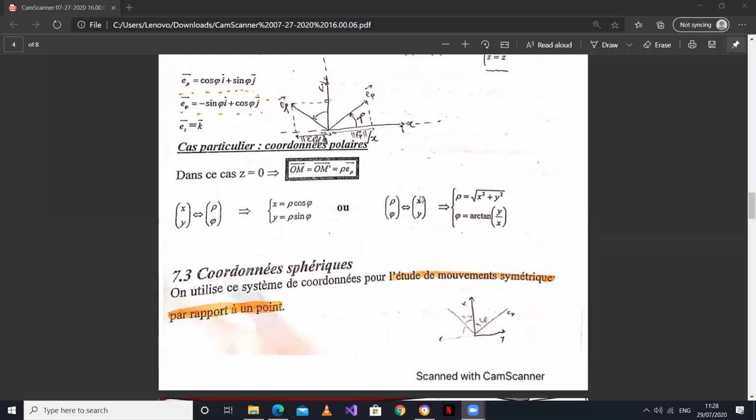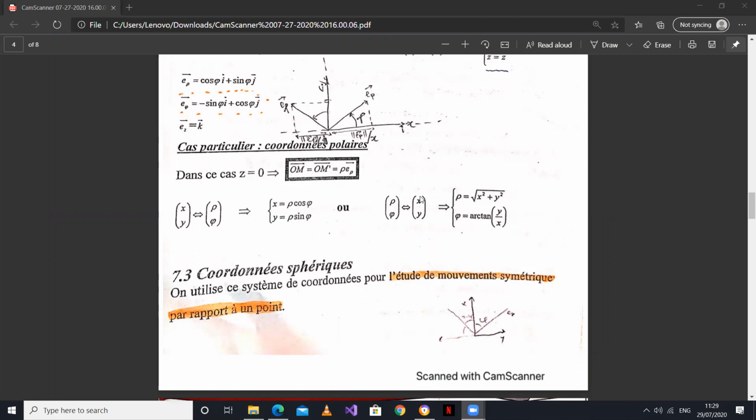Then the last part, just 2 minutes, is a cas particulier of the cylindrical coordinates. So when you have cylindrical coordinates, normally we had rho, phi, and z. We had the horizontal plane, which was the radial direction and phi, and the vertical axis, which was k. But sometimes the object you are studying might not be making that translation up and down the z-axis. All it might be doing is just rotating around the z-axis, like a satellite rotating around the Earth. It's not making any up and down movements. In that case, z becomes 0.